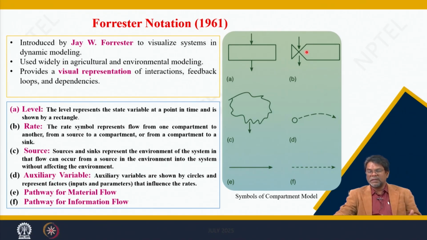So, this is the rate variable, the rate of flow of water, the rate of changes in the biomass, that is represented by these rate variables. Source is the environment, source or sink. These are the auxiliary variables, or the pathway for the material flow, and this is the pathway for the information flow. So, these are the symbols you need to know for these Forrester notations, or we can say symbols of the compartment models, the compartment model symbols that are used for representing the crop models.